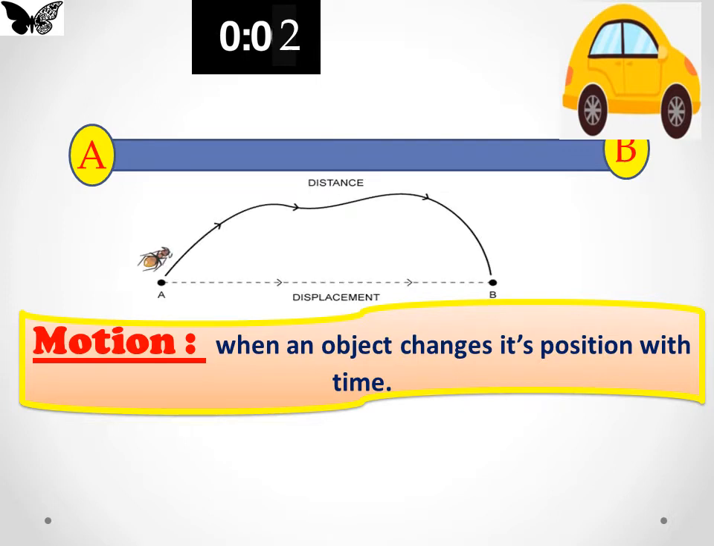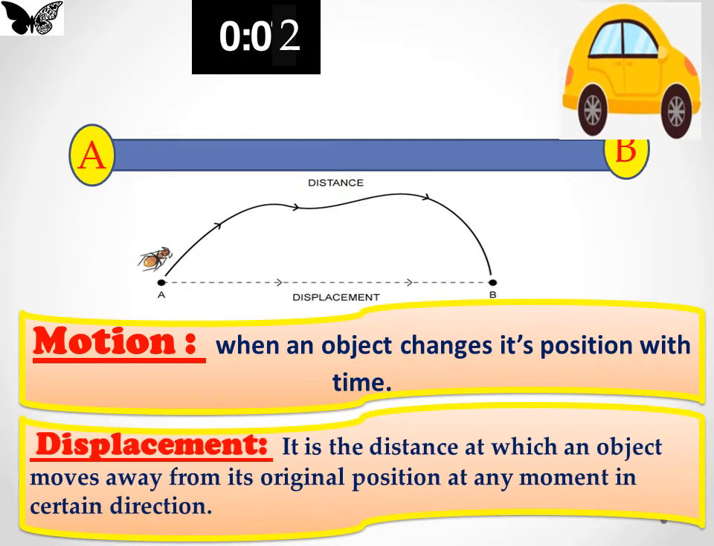Let's have a look at this picture to understand more about displacement. If my ant moves a distance from A to B, this means my ant will move in a certain direction straight to point B. This is called displacement. But when my ant takes different directions and different routes to go from point A to point B, this is called the ant moved a distance. So displacement is the distance at which an object moves away from its original position at any moment in a certain direction.